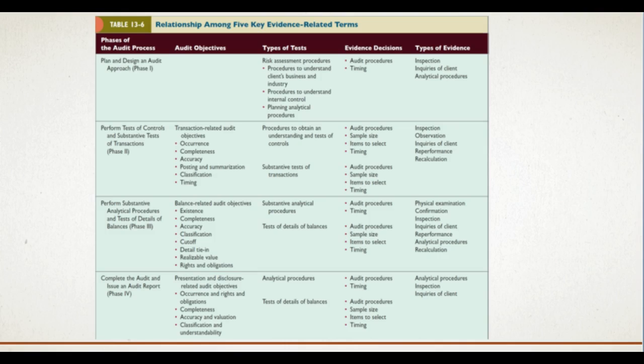In here, we have Table 13-6, which shows the relationships among the 5 key evidence-related terms as mentioned in the previous slide. The 4 phases are shown in the first column. The objectives that must be met before the auditor can conclude that any given class of transactions or account balance is fairly stated are shown in the second column. The 5 types of audit tests are shown in the third column. The 4 subcategories of decisions are shown in the fourth column of the table, and the 8 broad categories of evidence are shown in the last column. All of these terms have been discussed in detail in previous chapters. You can find Table 13-6 on page 429 of your textbook.